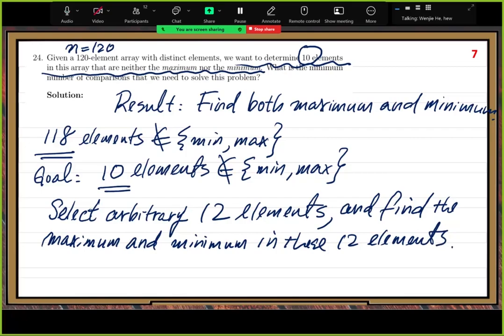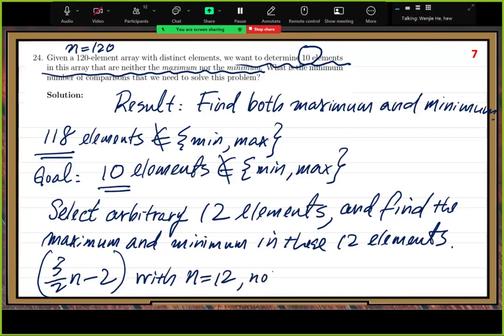In this way, you throw away the maximum and minimum in this small 12-element group. The remaining 10 satisfy the requirement, right? In this way, you apply the formula. Remember, our formula is this. You apply this formula, but this time your n equals 12, not 120. That's a big difference. So you can save a lot of comparisons in this way. Several students did the correct way.